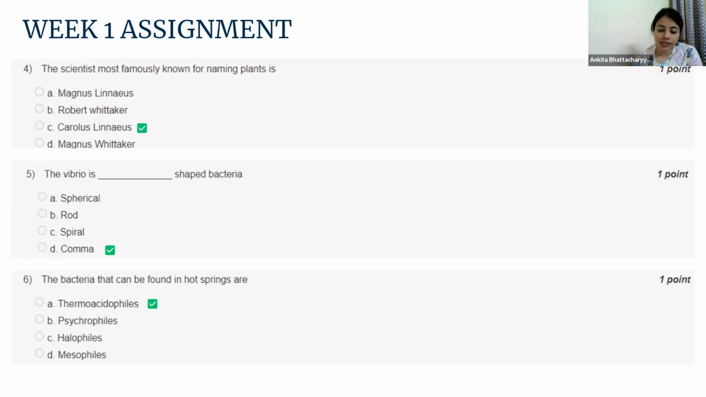Then we come to the next question, question 5, which was about Vibrio and the shape of these bacteria. This is a very easy and very direct question. If you remember, bacterial shapes are majorly of these types only: spherical, rod-shaped, spiral, and comma-shaped. Vibrio are the comma-shaped bacteria, while spherical bacteria are cocci, rod-shaped are bacilli, spiral are like spirilla, etc. And comma-shaped is the answer to this.